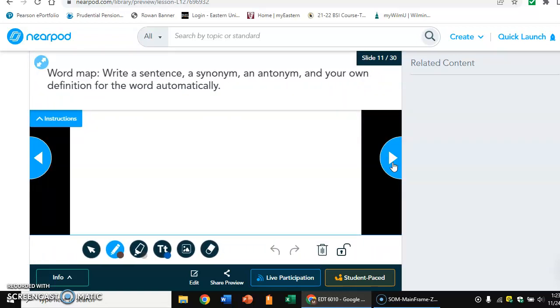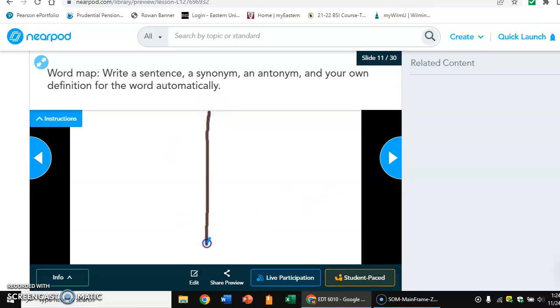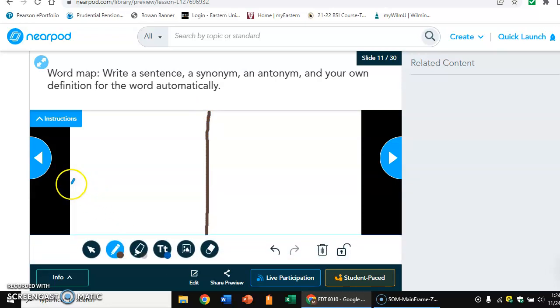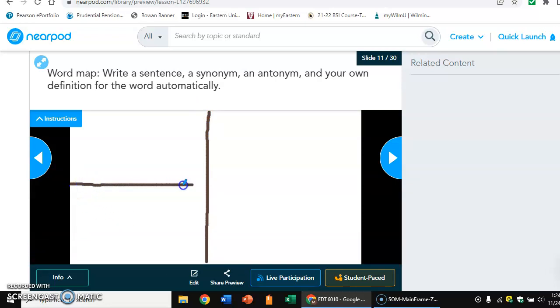Now, this part of the lesson is where we draw our word map. Okay. You're going to do several things here for me. You're going to write a sentence, a synonym, an antonym, and your own definition for the word automatically. And you're going to do this for all of your vocabulary words. What you're going to do is you're going to come down and you're going to divide the paper into 4 sections using the drawing tool.